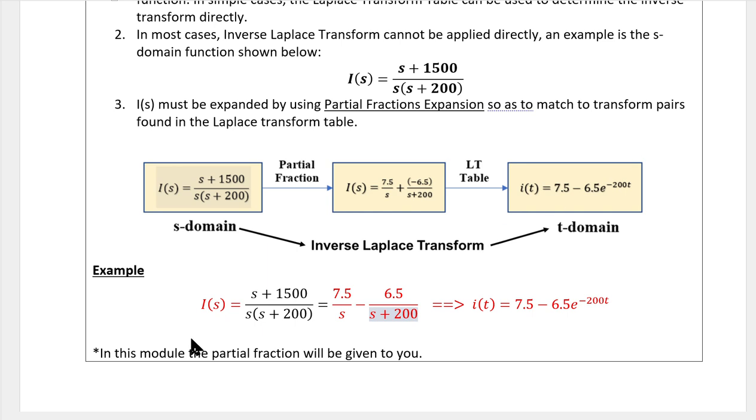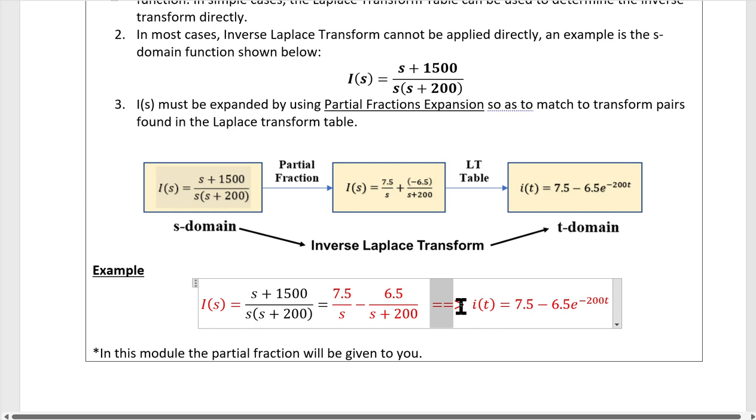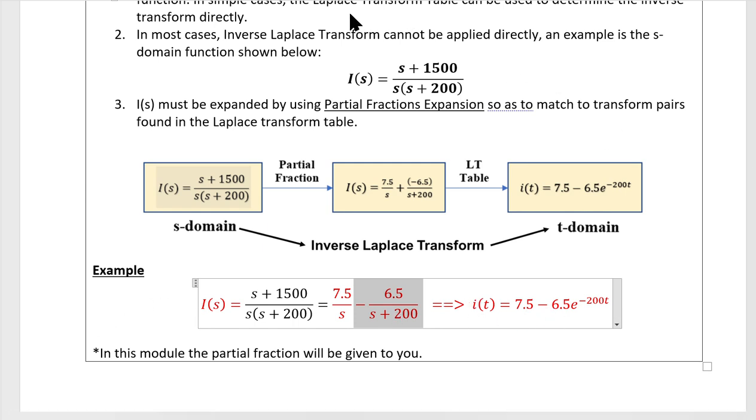A few things I want to highlight here. Do not put an equals sign over here, because this is S domain and this is T domain. Also note, for the S domain we put capital I because this is the Laplace form, and for the time domain we put small letter i. This is the normal convention which we have to follow: for time domain, use lowercase; for S domain, use uppercase. These are two different functions, so don't put an equals sign. That's all. Thank you.